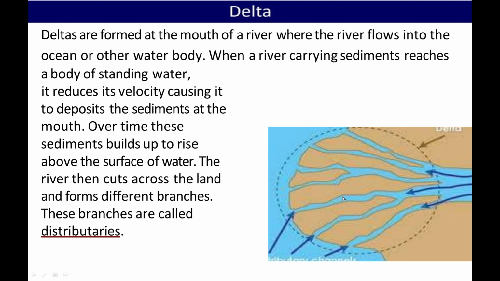So how are the deltas formed? Deltas are formed at the mouth of the river, where the river flows into another water body, or near the oceans. When a river carrying sediments reaches a body of standing water, it reduces its velocity, causing it to deposit the sediments at the mouth.